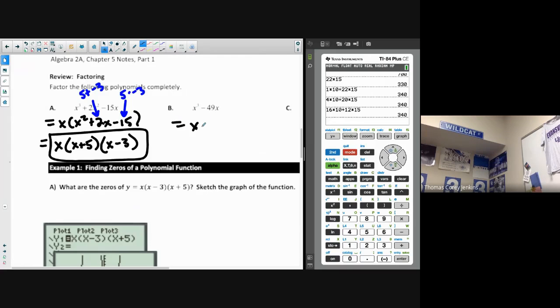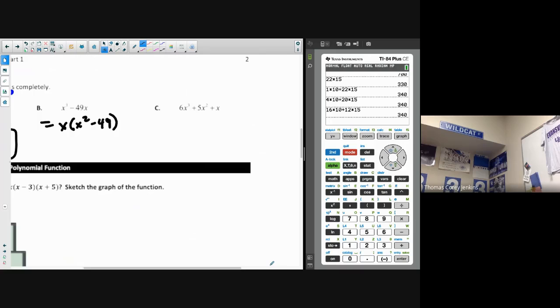which would give you x times the quantity x squared minus 49. And I'm going to let you take it from there. So go ahead and tell me what the fully factored form of this cubic binomial is. It is not fully factored as I've left it.